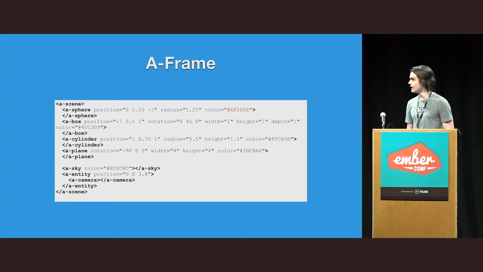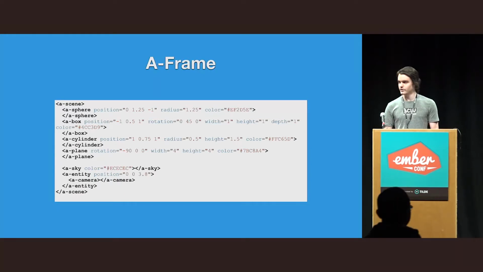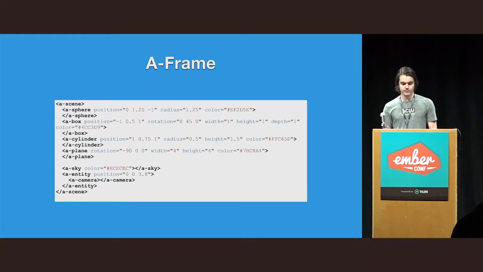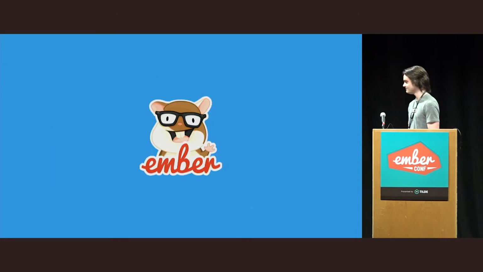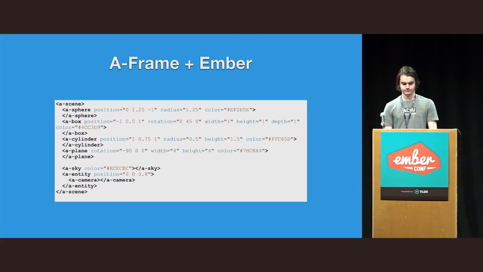A-Frame is a VR library made by Mozilla. The best way to describe it is an HTML wrapper for Three.js and WebVR. Now, if only there was an ambitious tool to manipulate HTML. So let's see what A-Frame plus Ember looks like.